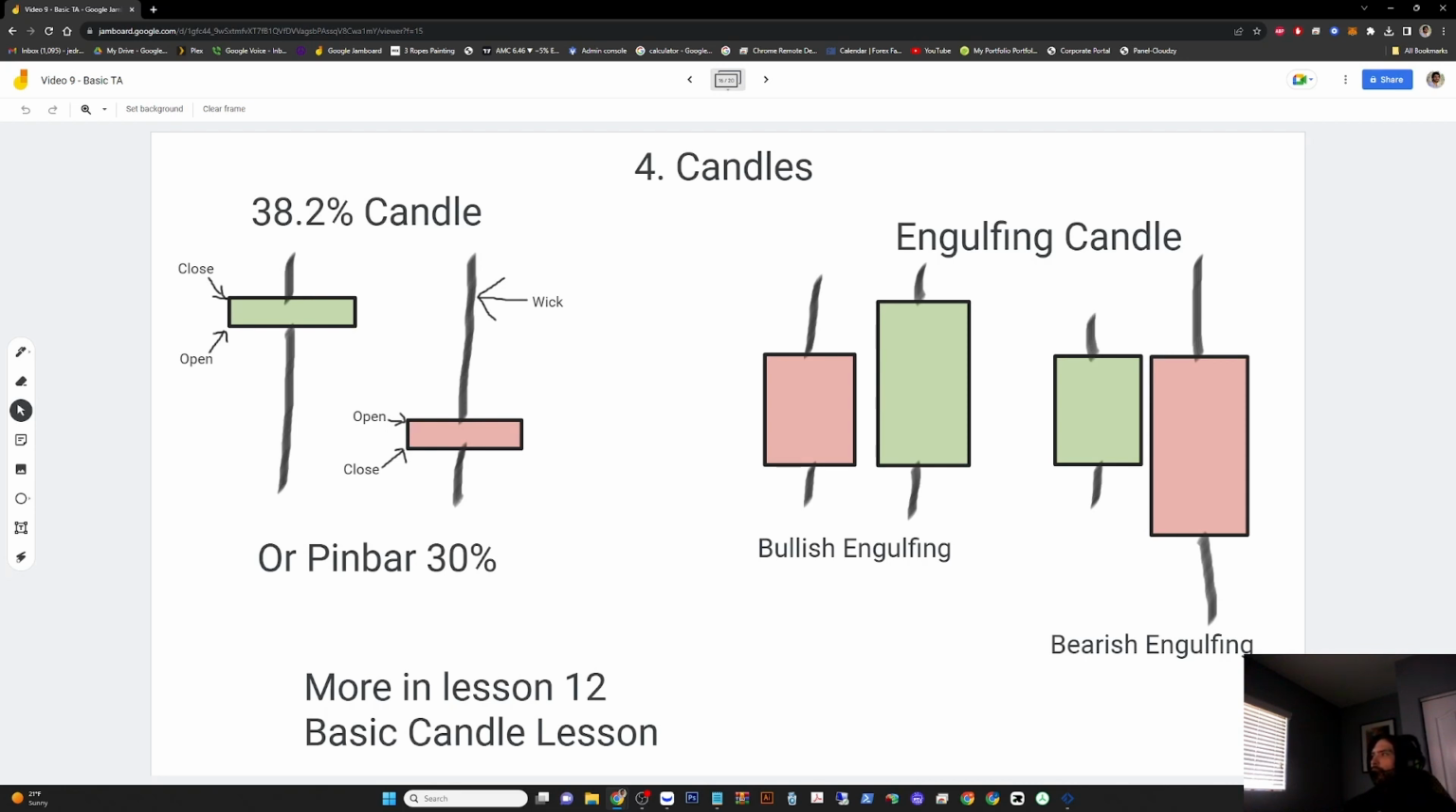The 38.2 green closes above the top half of the candle in green, and the 38.2 red closes in the bottom half of the candle in red. The green is bullish and the red is bearish. Then we have the engulfing candle. When the previous candle is engulfed, it means the buying pressure or selling pressure is increasing. This can also be verified by the volume.